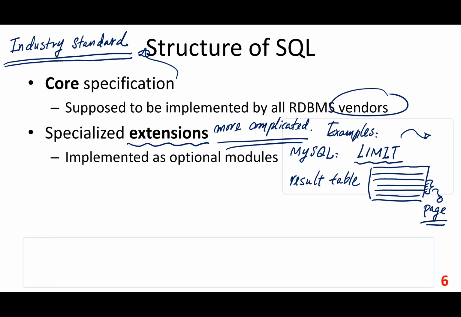keyword to do that. With limit, you specify the starting point, which row the segment starts from, and then how many rows are in that segment. You specify those two parameters, then you can get that, right? So that's a simple usage in MySQL, very convenient, using the limit keyword.